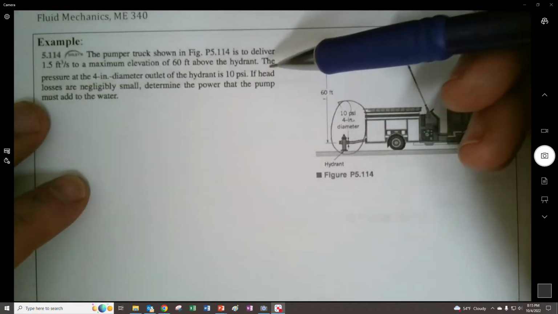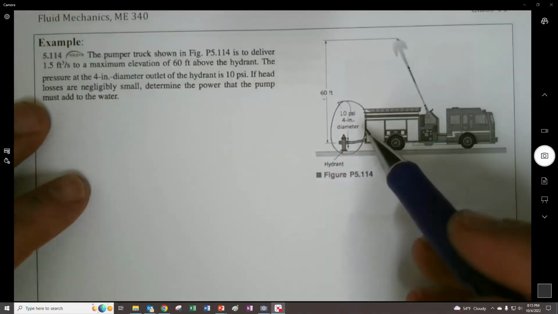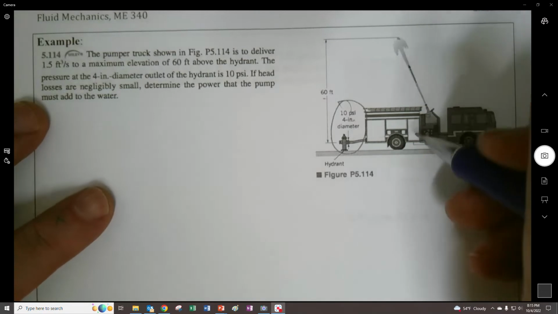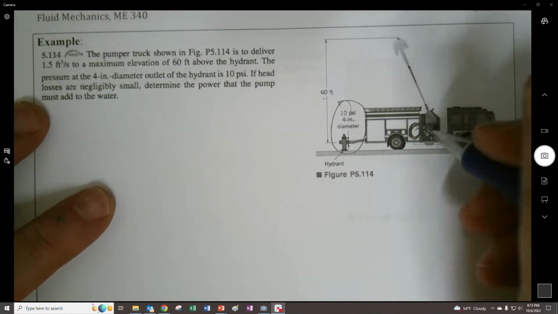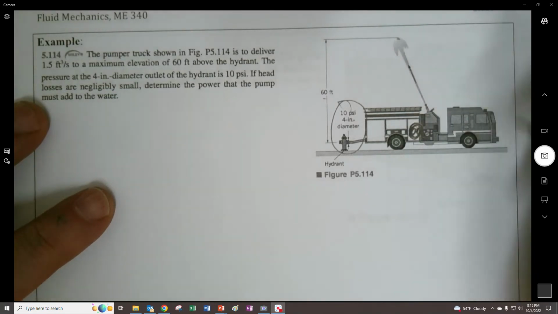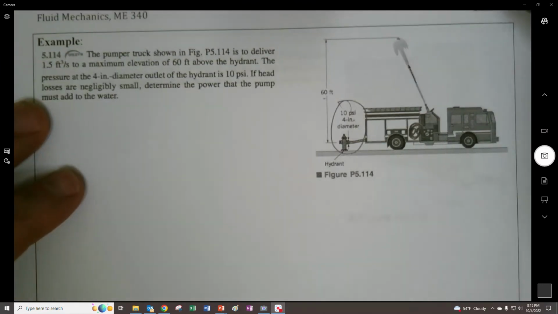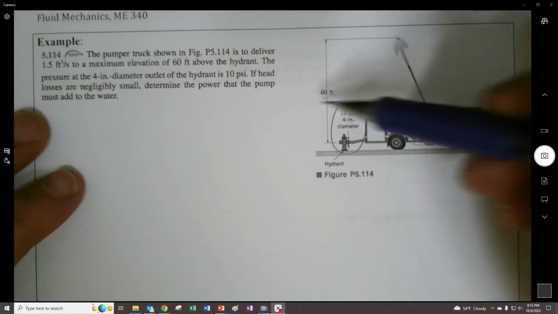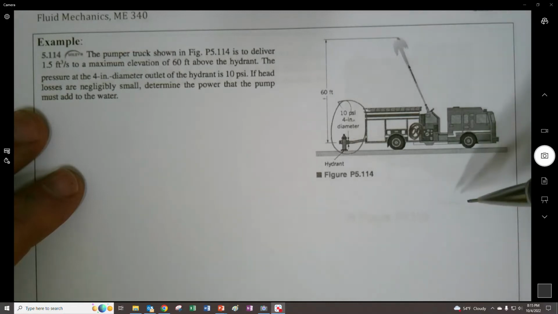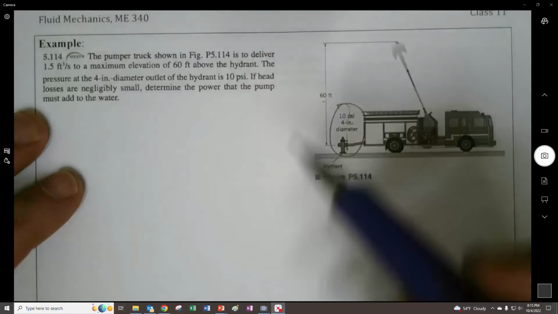If the head losses are negligible, we're saying there are no losses between here and the pump, which is inside here, we'll draw a little pump symbol right in there. We want to determine the power that the pump must add to the water. So it's the hydraulic power that the pump is adding to the water.